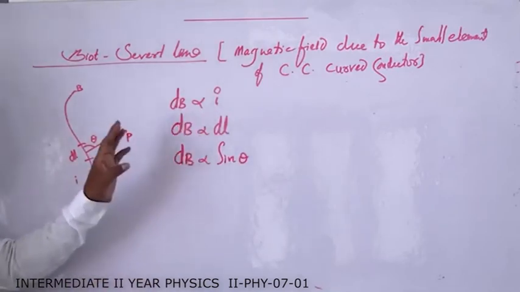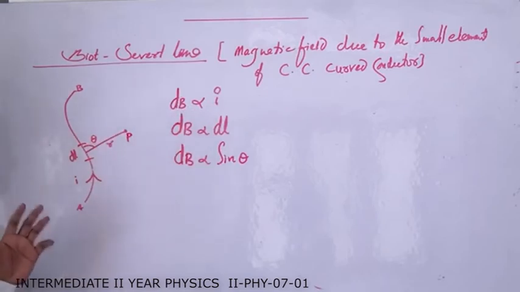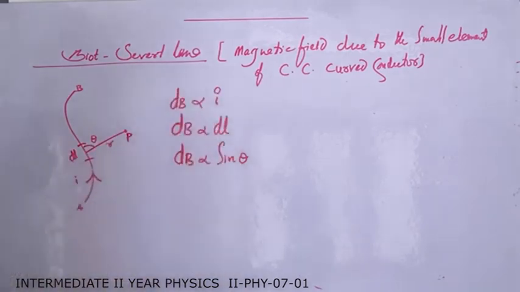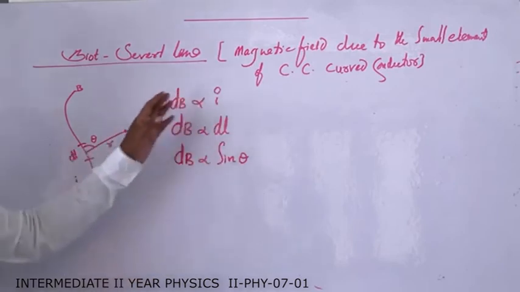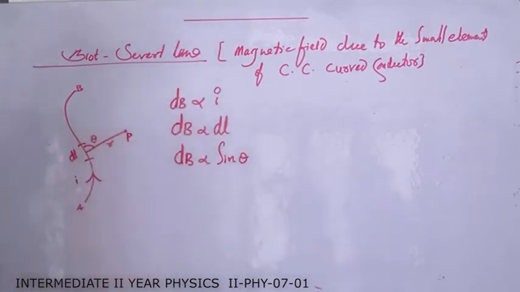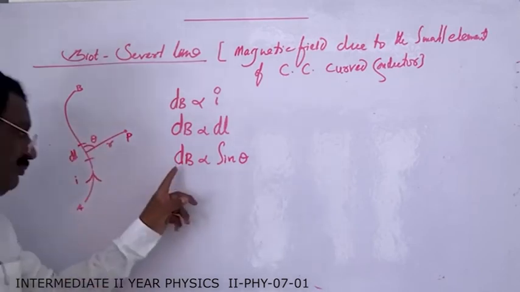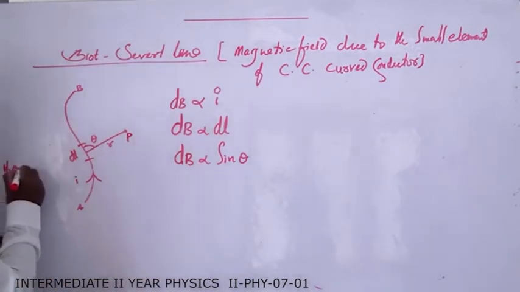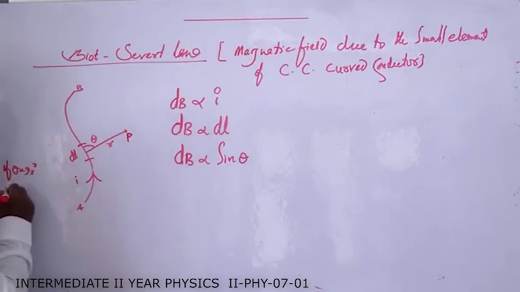So according to Biot-Savart, the magnetic induction due to the curved conductor depends upon these three factors. It is directly proportional to those three factors. Out of them, whichever increases, the magnetic field will increase. Here it depends upon the sine of the angle. So if both the small element and the position vector are mutually perpendicular, then what happens? The magnetic field becomes maximum. If theta is equal to 90 degrees, dB becomes maximum.